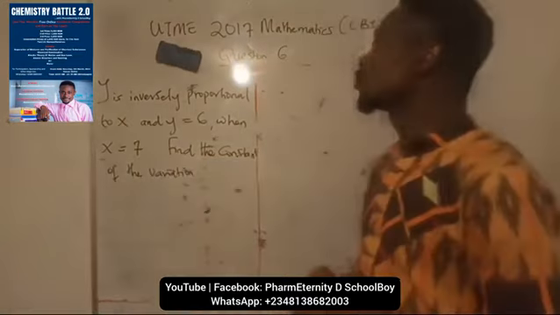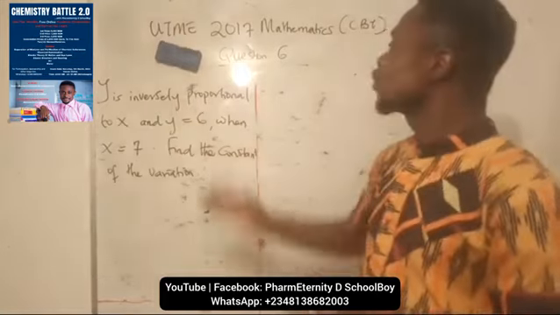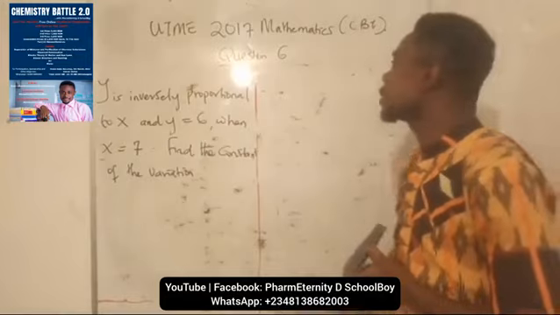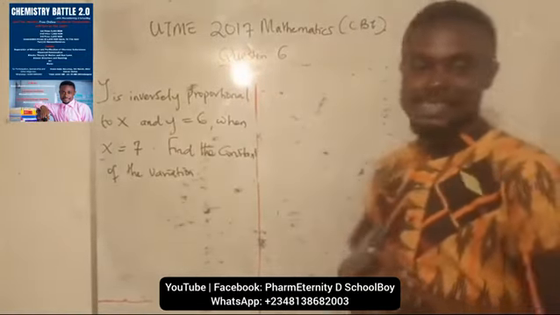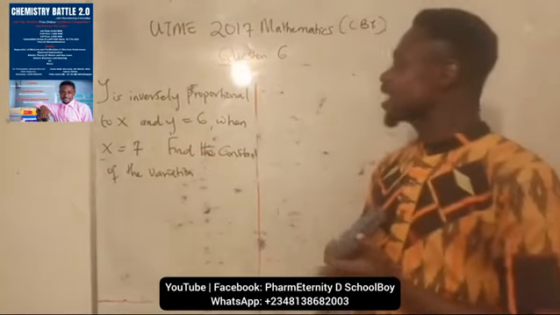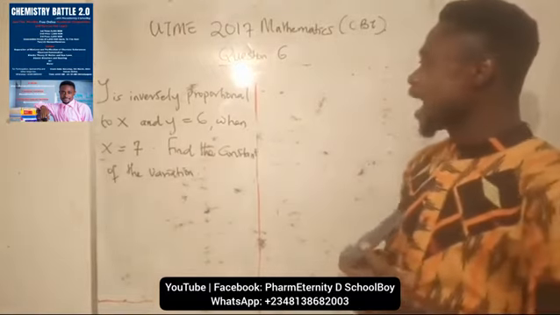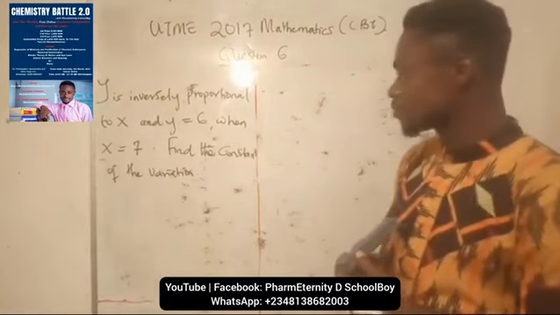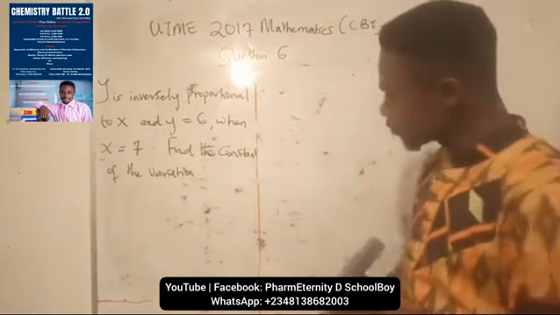Today we are going to look into a question from UTME 2017 Mathematics CBT. Question number 6. The question says, y is inversely proportional to x, and y is 6 while x is 7. Find the constant of the variation.